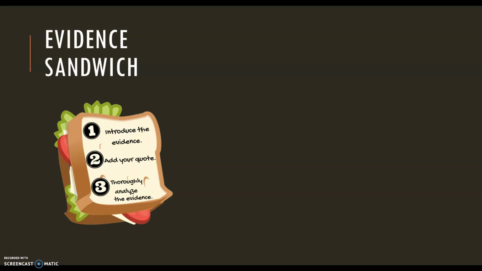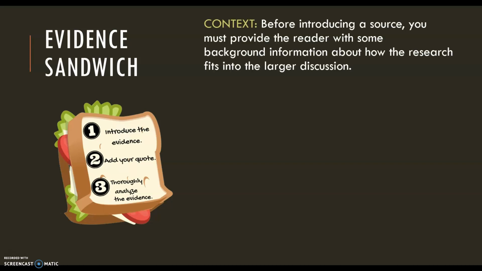So first we're going to introduce the evidence, and then we're going to add our quote, and then we're going to analyze or explain the evidence. So we're going to think about this first, introducing the evidence as context. You want to give your reader some background as to where this fits in.